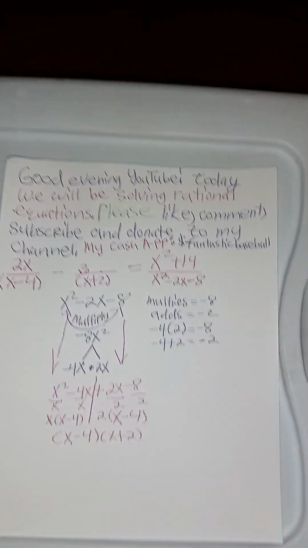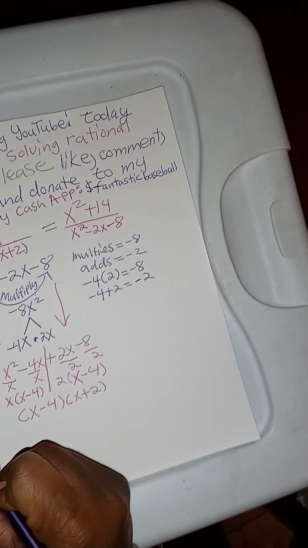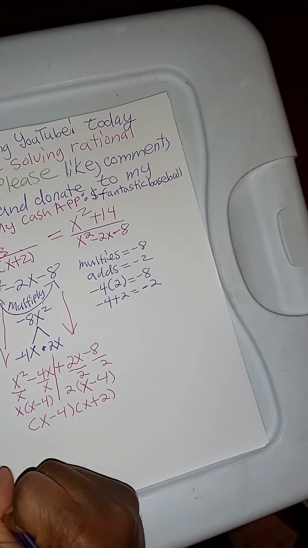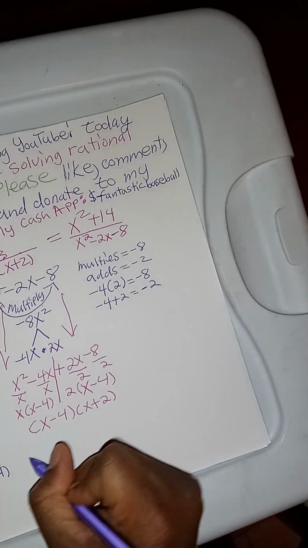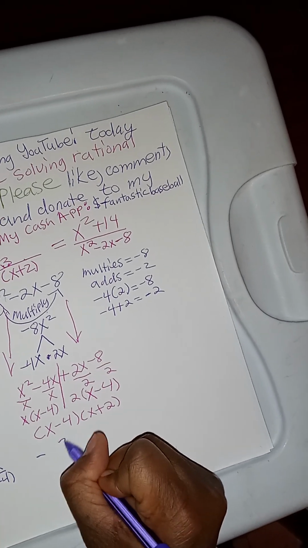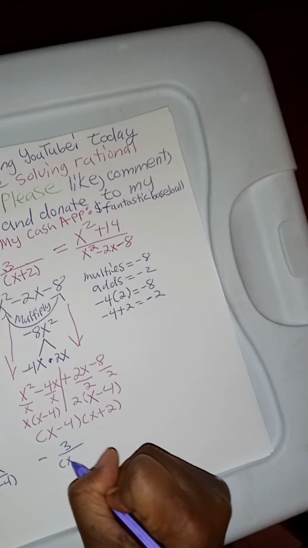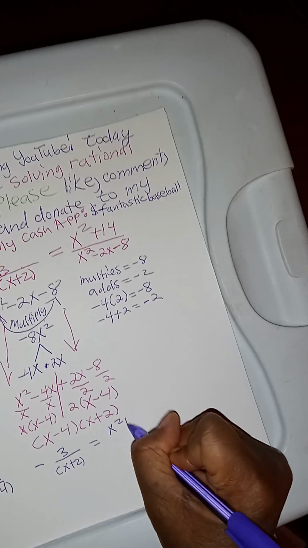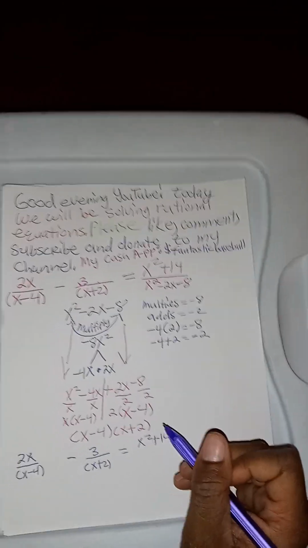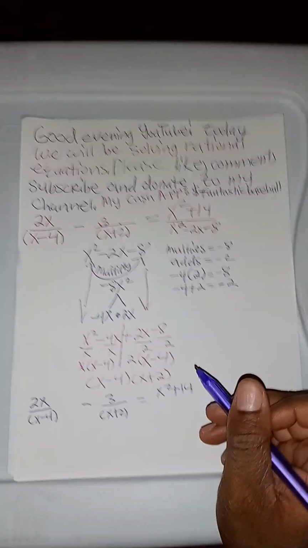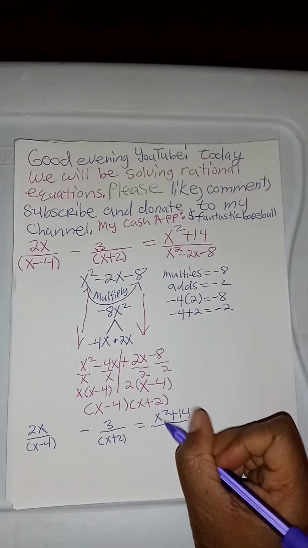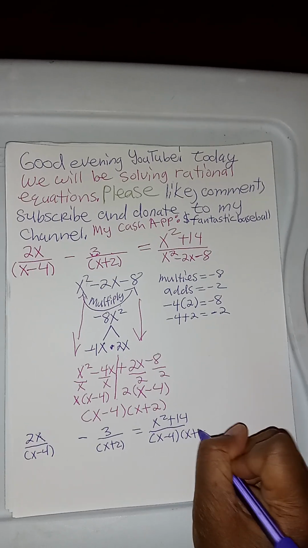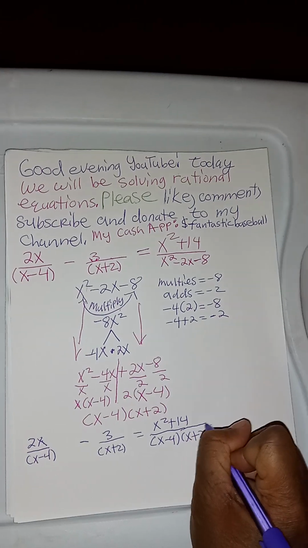So now we can rewrite this as 2x over x minus 4 minus 3 over x plus 2 is equal to x squared plus 14 divided by x minus 4 times x plus 2. So let's have this marinate here for a second.